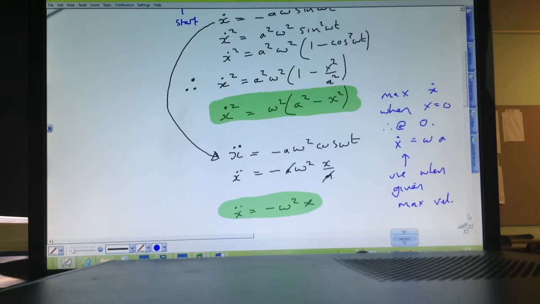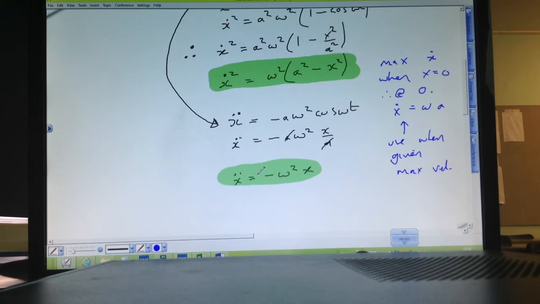Would it be plus or minus for the omega when it's at max velocity, because it's a square root? It could be. Yeah, so we're just looking at the magnitude there. You're right, it's got direction to it. Okay, so that's that one there.